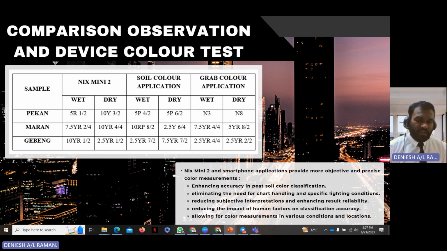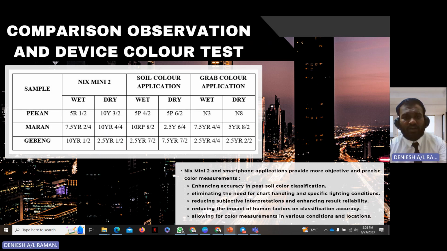Moving on, let's talk about human limitation. The manual method relies on human eyes, so color perception can be limited in accuracy and can be difficult for certain individuals. In contrast, the alternative methods are less dependent on environmental factors. They allow color measurement in various lighting and moisture conditions, providing flexibility and reliability in different field environments.